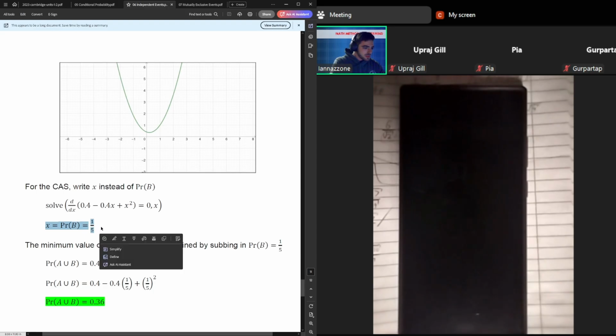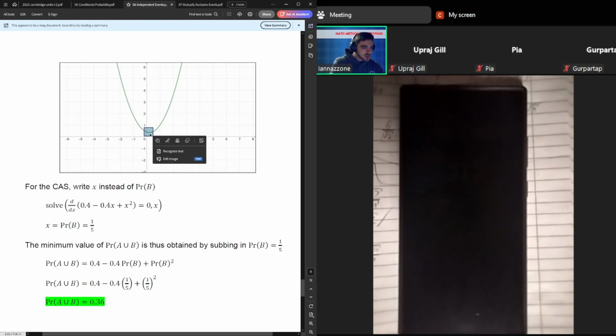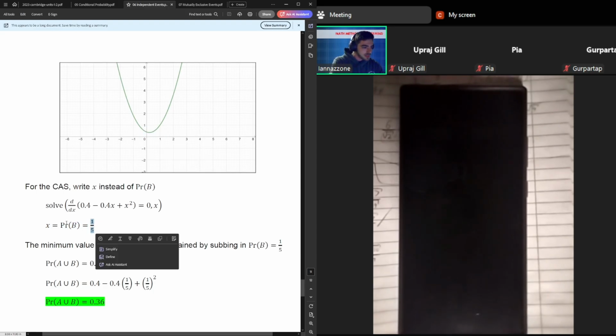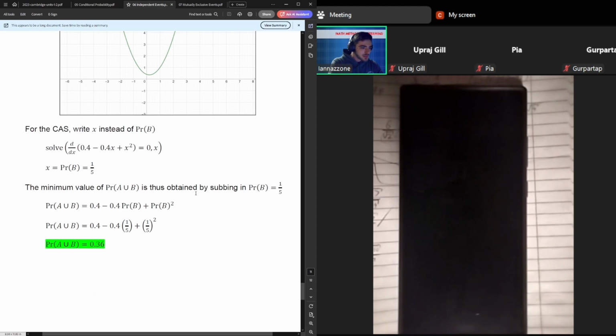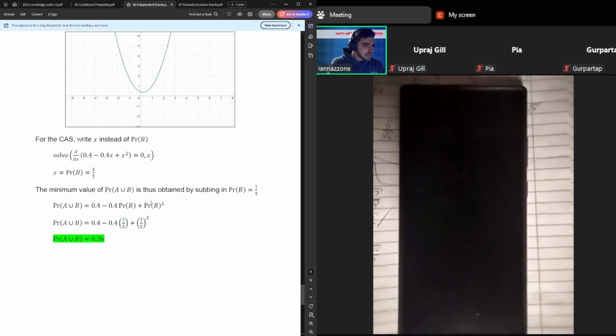But okay, point being, whichever method you use to find the turning point of a parabola, you're going to get x equals a fifth, or in this case, our x was the probability of B, which is a fifth. So to then find our minimum value of the union, you're just going to replace all these probability B's with a fifth, and that's going to give you the minimum possible probability of that thing. Any further questions about that?